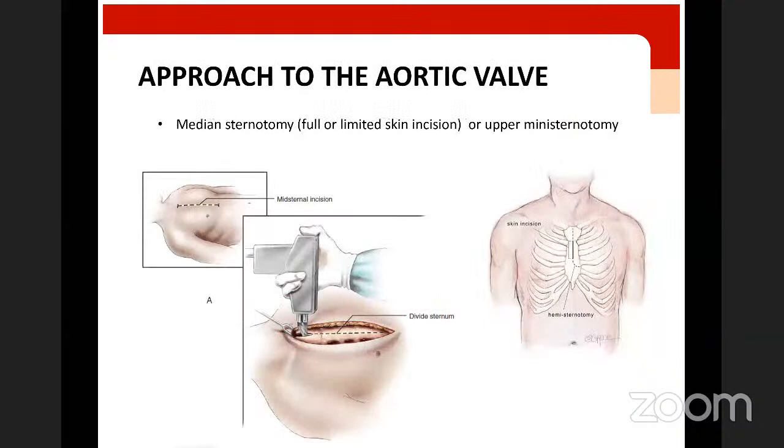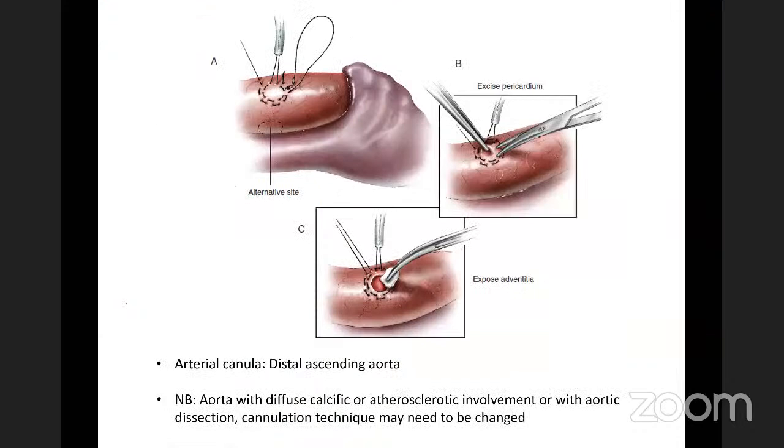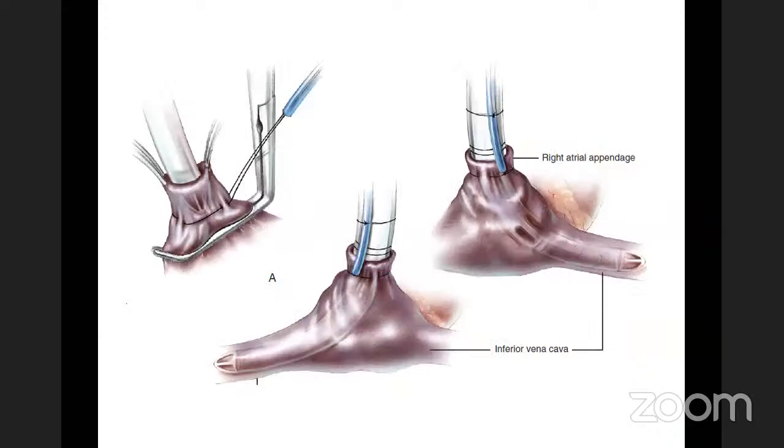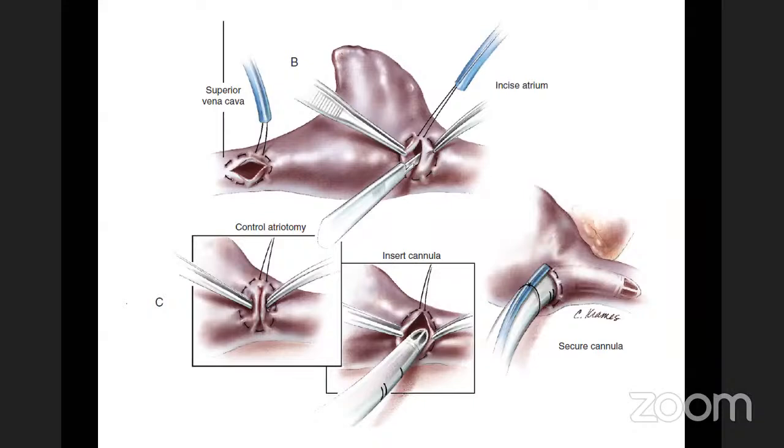All right, aortic valve surgery can be performed through a median sternotomy with full or limited skin incision or using an upper mini sternotomy. The distal ascending aorta is normally cannulated directly in the usual fashion, making sure there is no diffuse calcification or atherosclerotic involvement in the aorta. This is cannulation and snaring of the arterial cannula. A dual stage venous cannula is placed into the right atrium. In case of a combined mitral tricuspid valve procedure, then bicaval cannulation is needed.